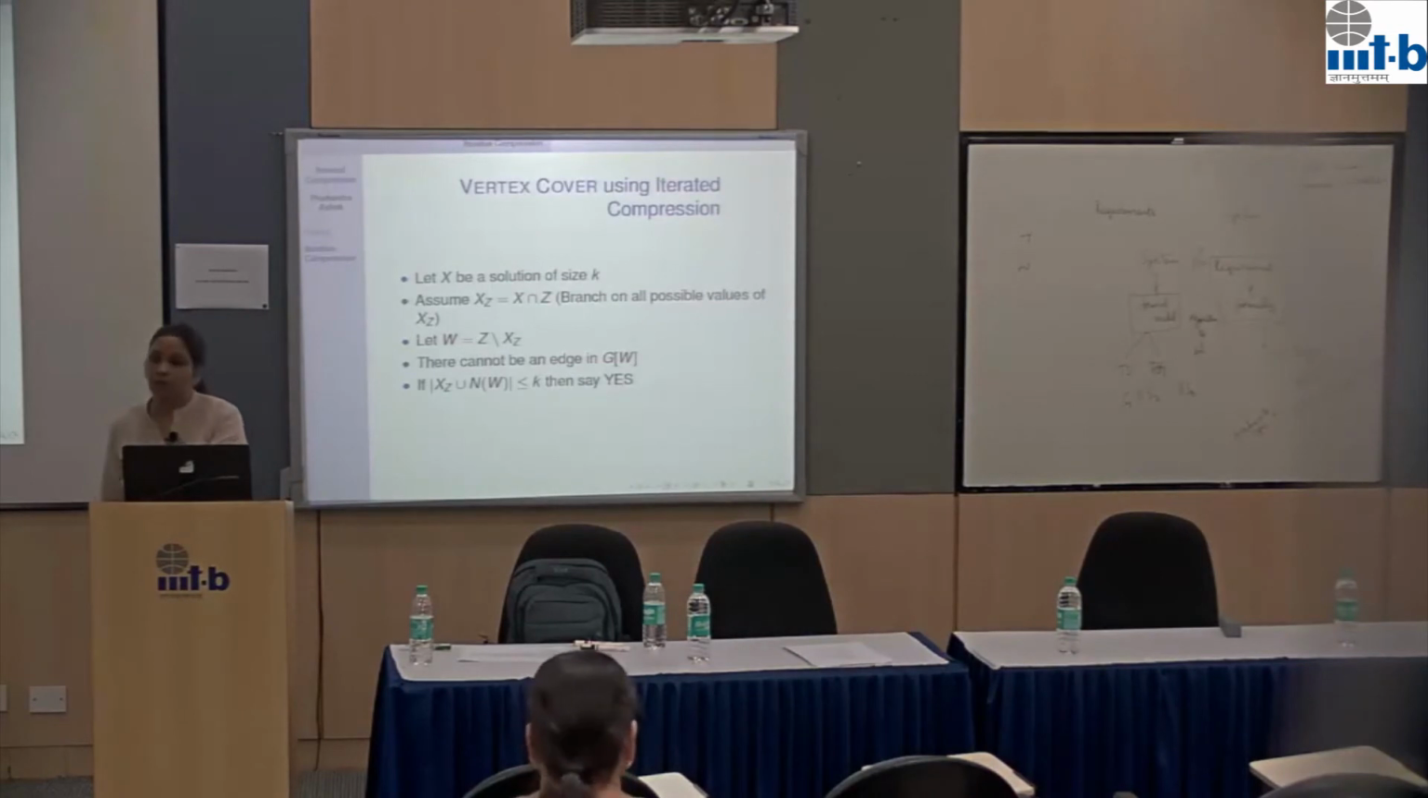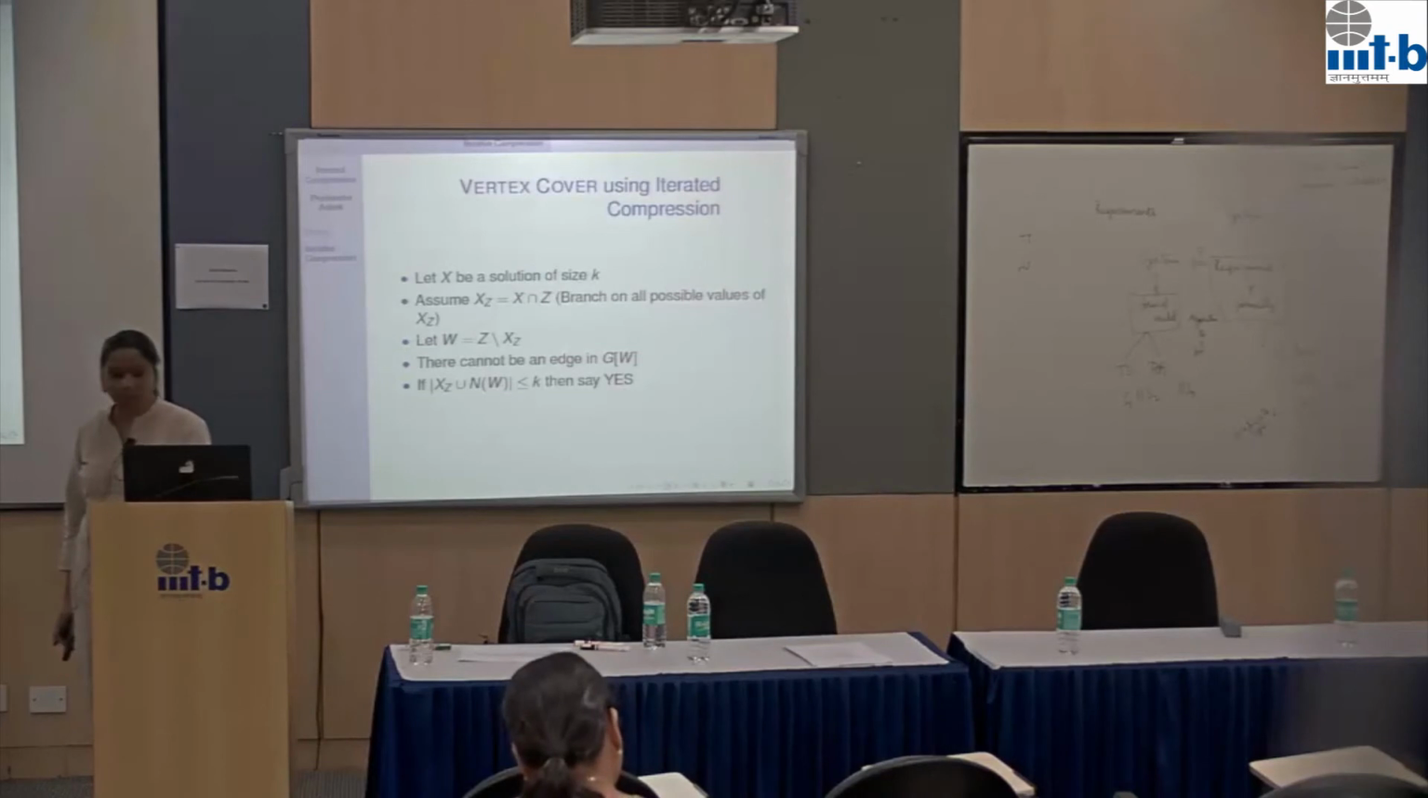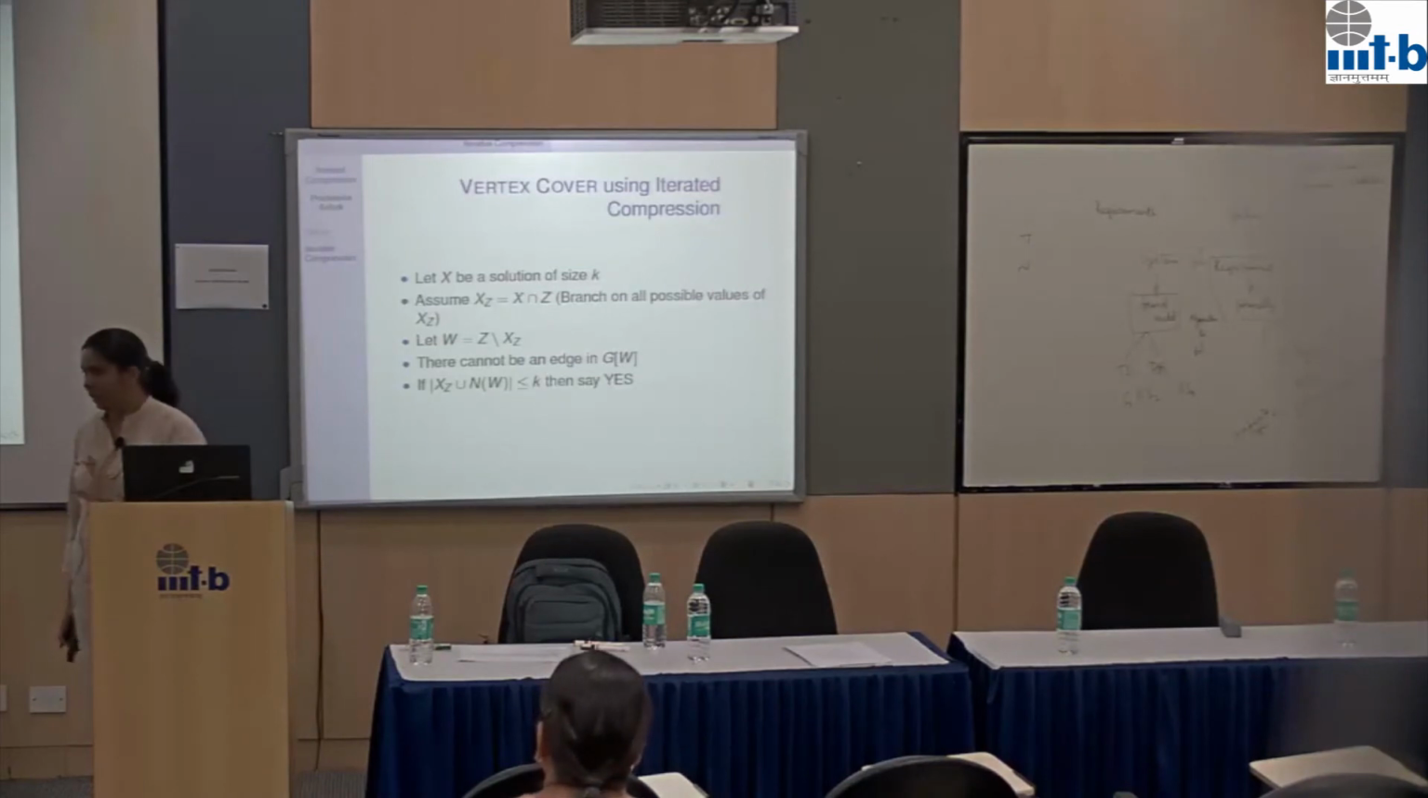Now you take all the neighbors of vertices in W. All of them should be in the vertex cover, and if the number of such vertices is less than or equal to k, say yes. Otherwise, go to the next value of XZ and continue. At the end of all possible values of XZ, if you still didn't get a solution, then it is a no instance.